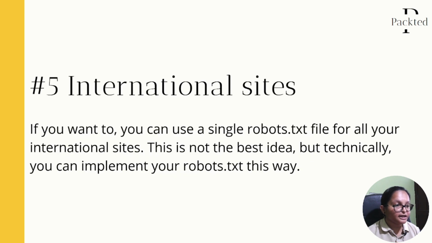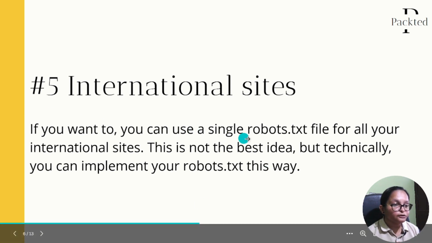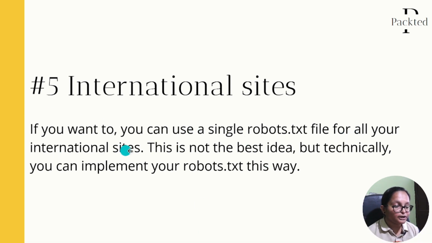The next is about international sites and their robots.txt files. It says that if you want to, you can use a single robots.txt file for all of your international sites. This is not the best idea, but technically you can implement your robots.txt this way. When you are dealing with international sites, you should make different robots.txt files for each version of your international sites. Technically you can put all of those versions in a single robots.txt file, but it is not the best idea for the crawlers. So the best practice is that you should make different files for different versions of your website.